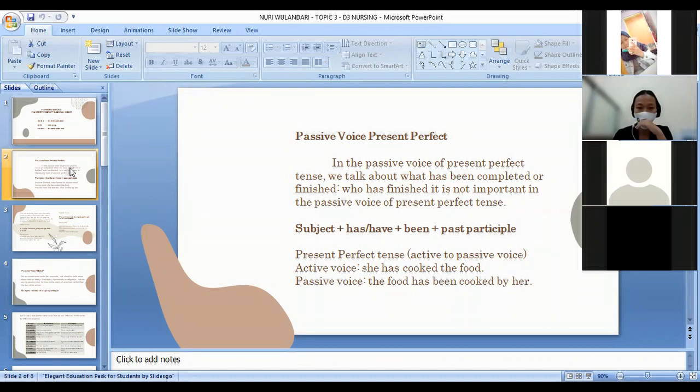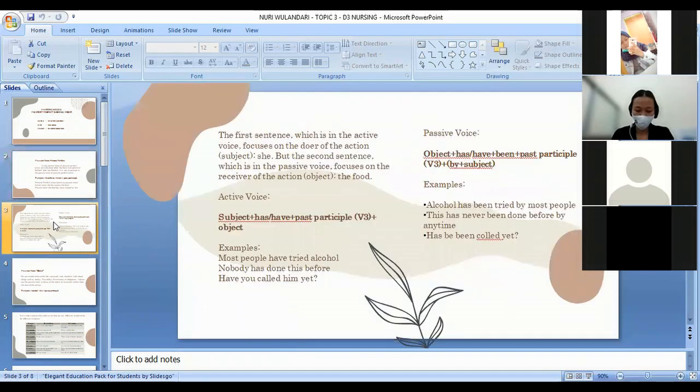Passive voice present perfect. In the passive voice of present perfect tense, we talk about what has been completed or finished. Who has finished it is not important. Subject plus has or have plus been plus past participle. Active voice: She has cooked the food. Passive voice: The food has been cooked by her. The first sentence, in the active voice, focuses on the doer of the action, the subject, she, but the second sentence, in the passive voice, focuses on the receiver of the action, the object, the food.